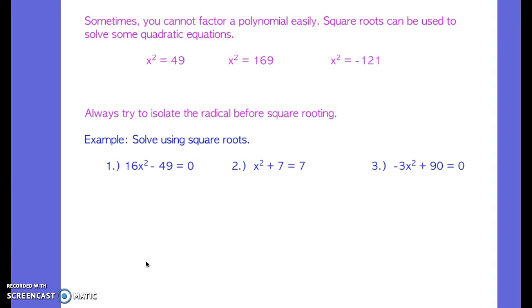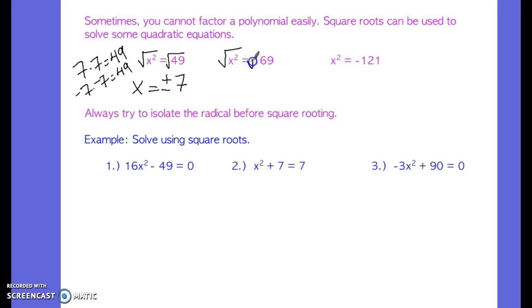Sometimes, however, you cannot factor a polynomial easily, meaning it's not a difference of two squares. Square roots can then be used. So for instance here, if you have a perfect square, you could take the square root of both sides, then you have x equals positive or negative 7, because 7 times 7 equals 49, but negative 7 times negative 7 also equals positive 49.